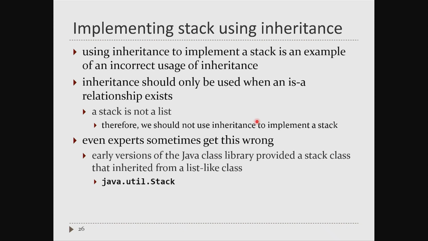So using inheritance to implement a stack is an example of incorrect usage of inheritance. Unfortunately, it's very common. Inheritance should only be used when the is-a relationship actually exists. A stack is not a list. It's not supposed to be a list. That's not the abstraction a stack is supposed to be providing. Therefore, you should not be using inheritance to implement a stack.